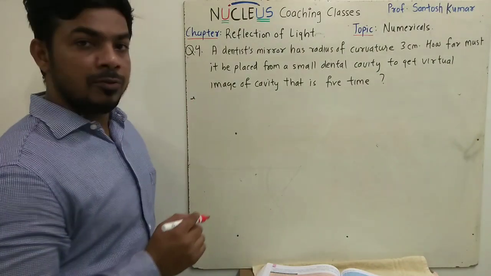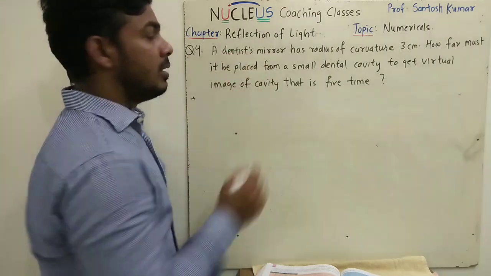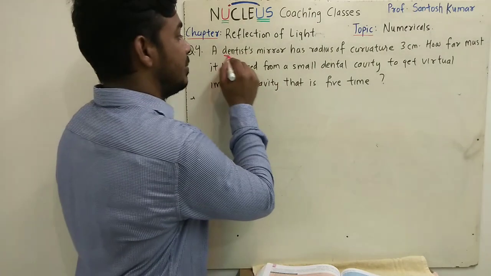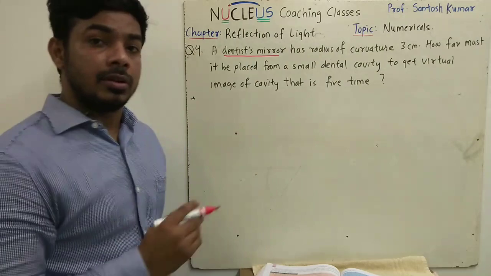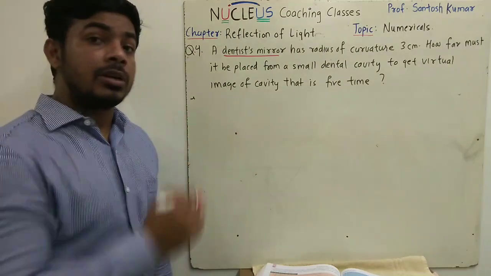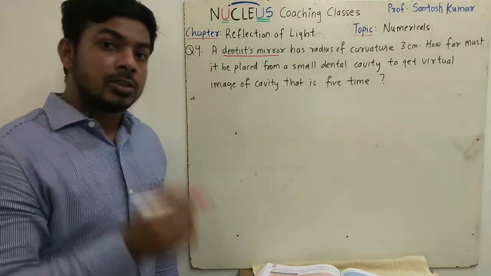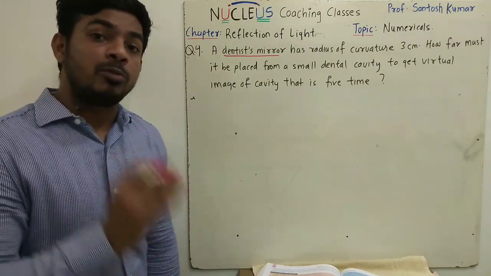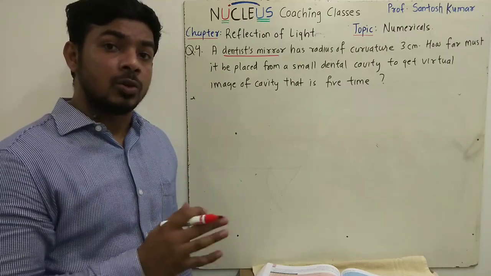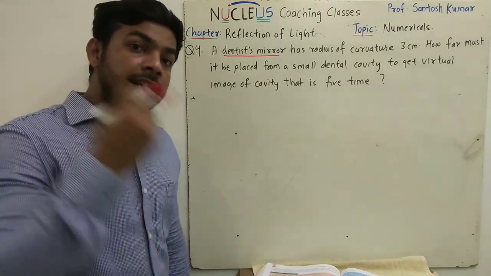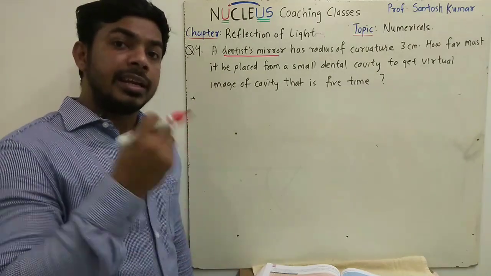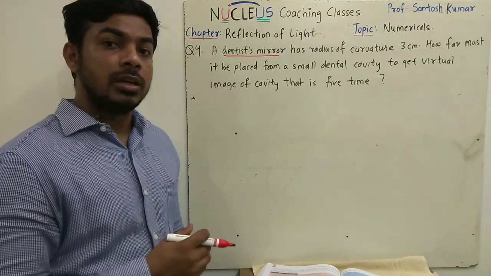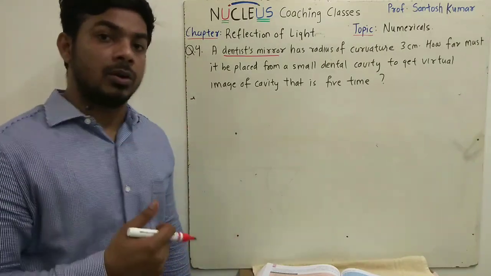Now let's solve question number 4. A dentist mirror. See, dentist mirror. So this is the key word. There are certain keywords in the question which help us identify the type of mirror. Remember, sometimes the type of mirror will not be specified in the question, and we have to find the type of mirror from certain keywords specified in the question, and it will be hidden. You have to find it out.